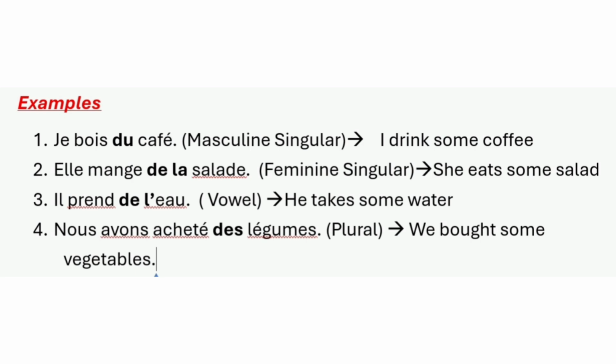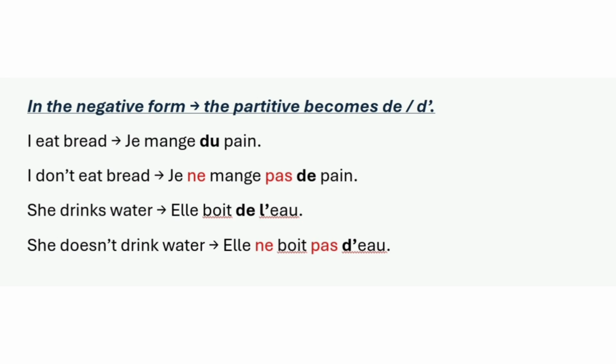Then let us look at some special cases of partitive articles. The first one is in the negative form. What happens when a partitive article comes in a negation? Let's look at the first one. I eat some bread. It can be written as je mange du pain.